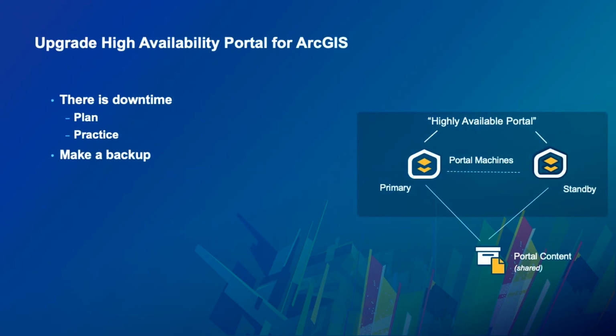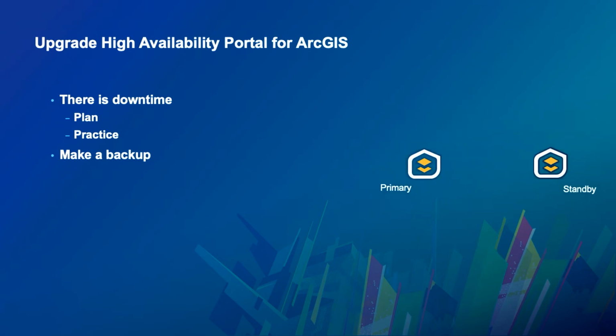Next, we take a look at upgrade. You probably think, great, there are two machines. I can take one machine down, upgrade it, put it back, then upgrade the other one, so there's no downtime. Unfortunately, it doesn't work that way. There is downtime, because you can see they share the portal content. When you upgrade, they also upgrade the portal content, so the other machine won't work in the meantime. So there is downtime when you upgrade a highly available portal. Even though there are two machines, it's still one portal. So you probably want to plan well, practice, and it's always a good idea to make a backup.